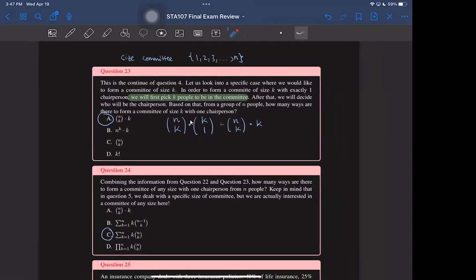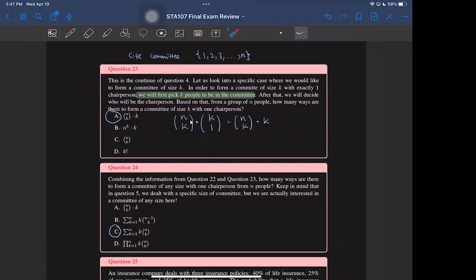Any question about this? So the sixth question we just did proved that the expression here is equal to n multiplied by 2 to the power of n minus 1. Because this counts the number of ways that you can form a committee of any size that has exactly one chairperson. And this also counts the number of committees of any size with one chairperson. So they are counting the same number of objects. Therefore, they have to be equal.